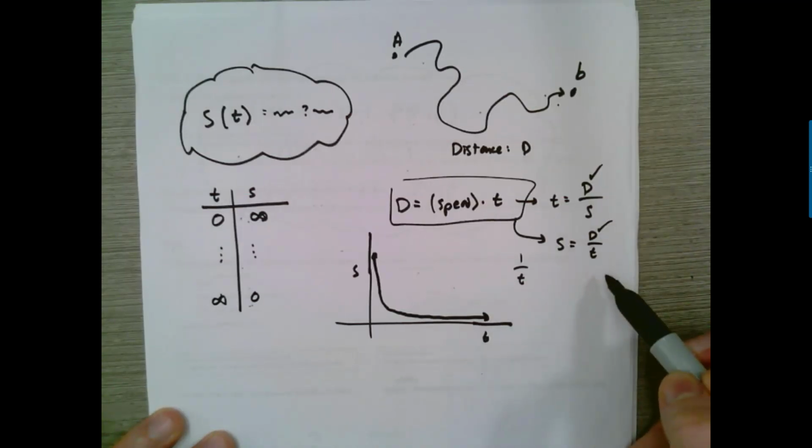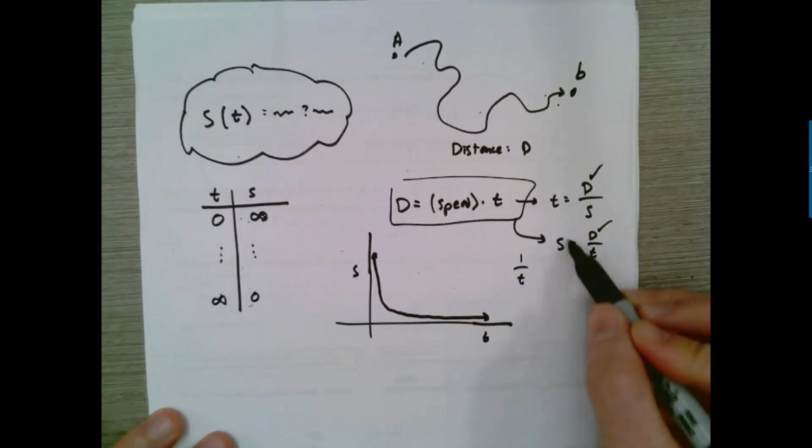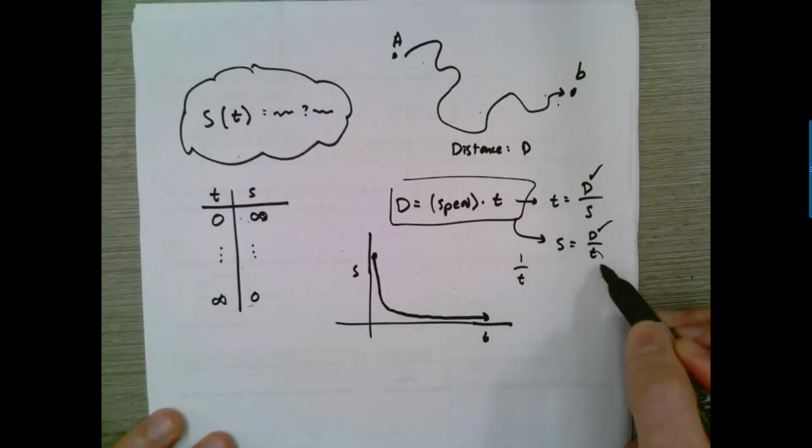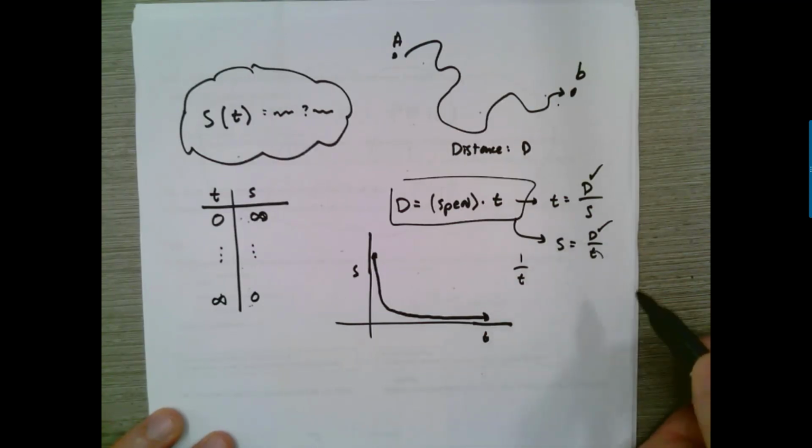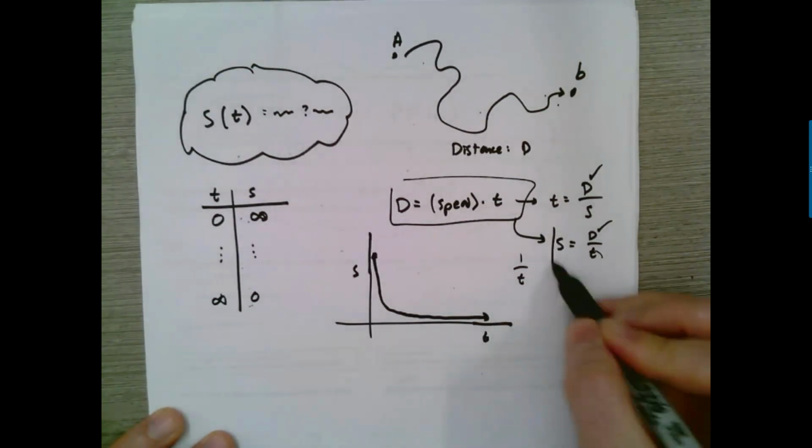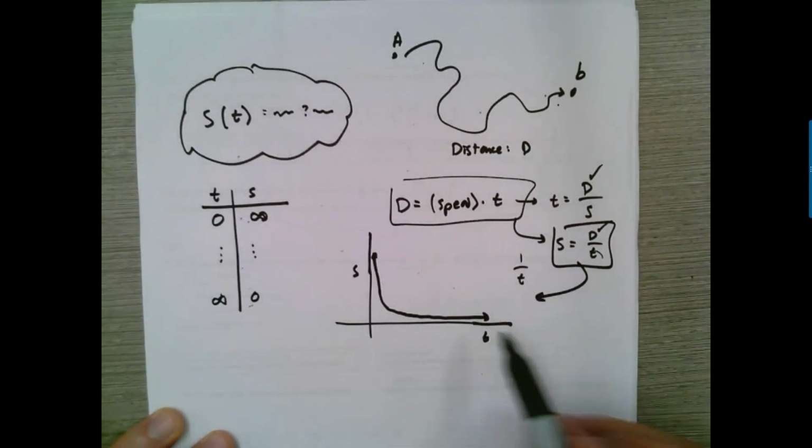So same thing, d is constant. We're solving for s, the speed, as a function of how much time we want it to take. And sure enough, this model fits our conceptual idea of what it should have looked like.